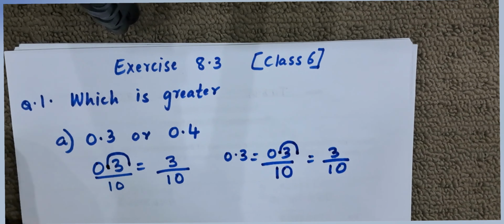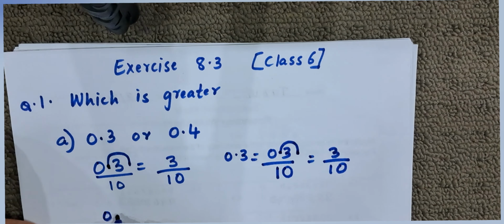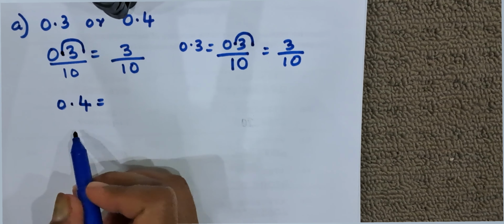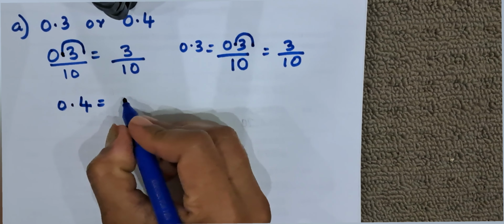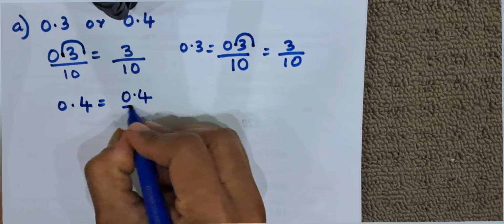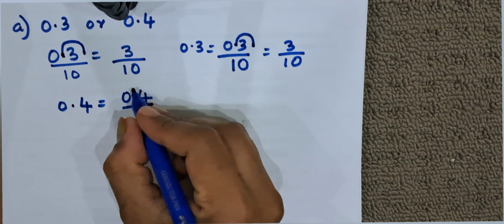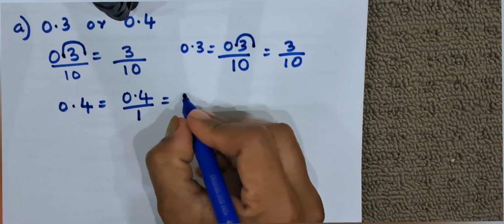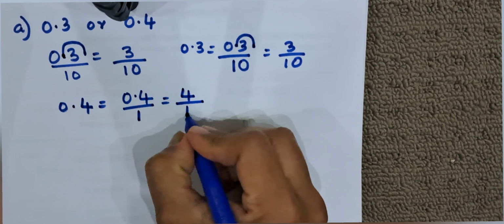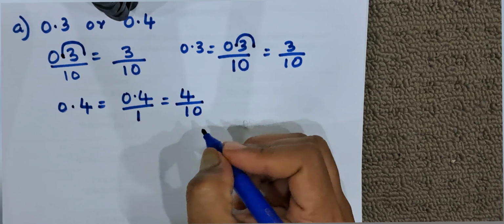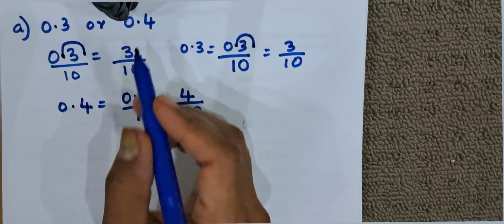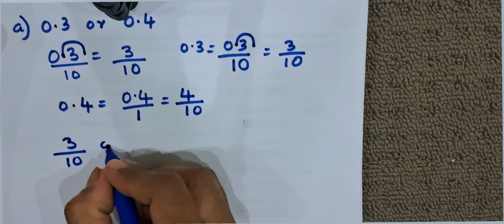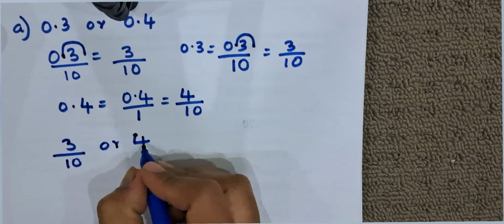Now similarly, let us take 0.4. When we take 0.4, it means it is 0.4 divided by 1. So we will shift the point one place to the right hand side, and we will add 1 zero below here. So it becomes 4 by 10. Now 0.3 and 0.4 are 3 by 10 and 4 by 10.